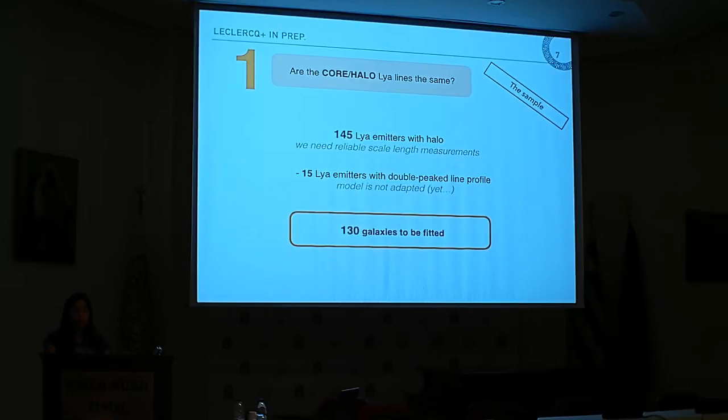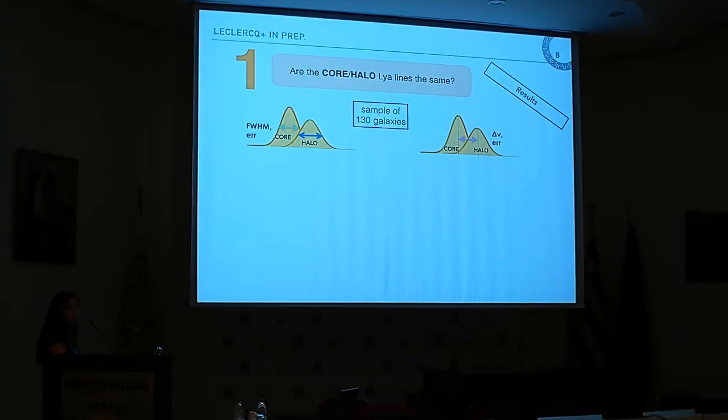Okay, so from the fit now, we got several parameters of the different lines. We got the width of the line in the core components, the width of the line in the halo components, and the relative errors on these measurements, which are calculated by bootstrapping, and the peak separation. Again, be careful, I'm not talking about double peaked Lyman alpha emission, I'm just talking about the peak separation of the spectral components, okay?